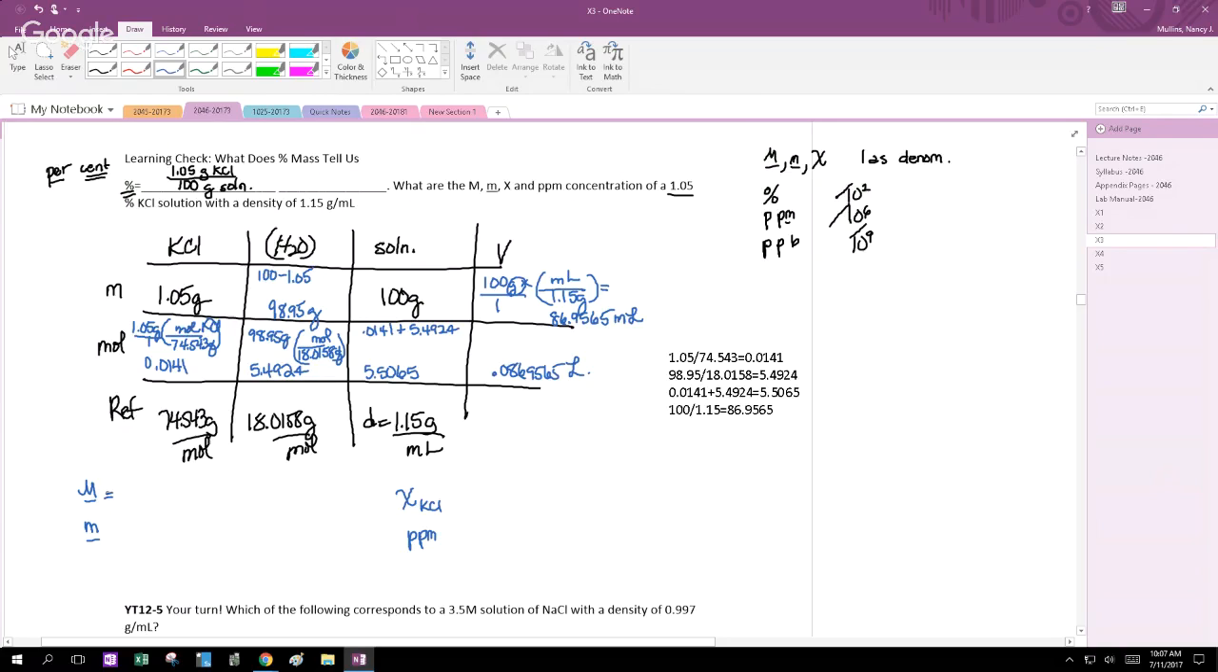Again, molarity means what? Moles of solute per liter of solution. Molality means what? Moles solute per kilogram of solvent.